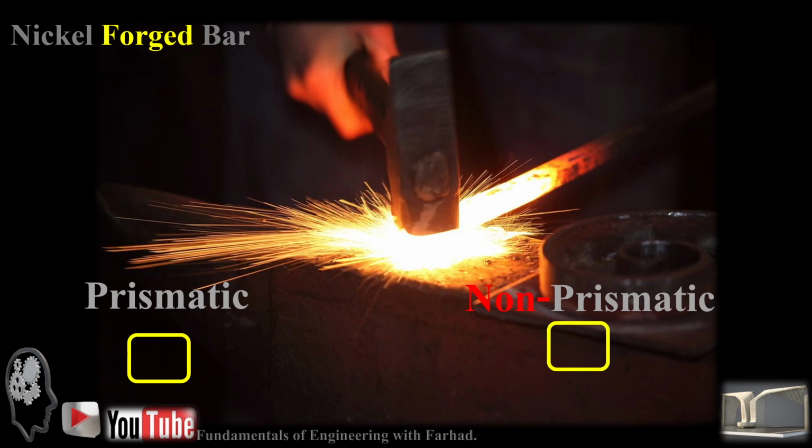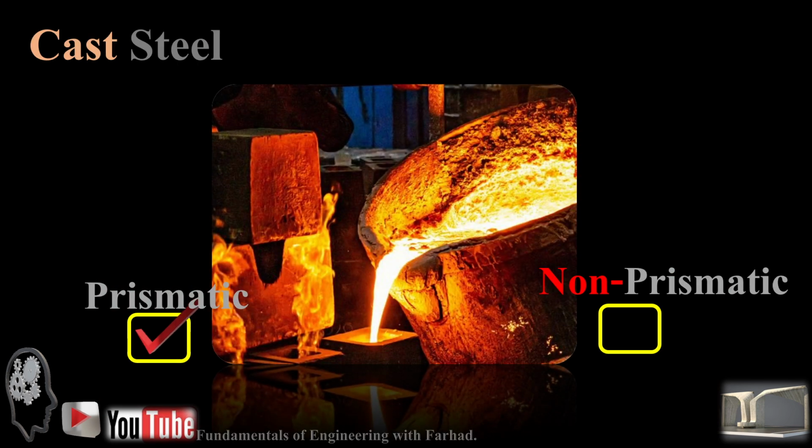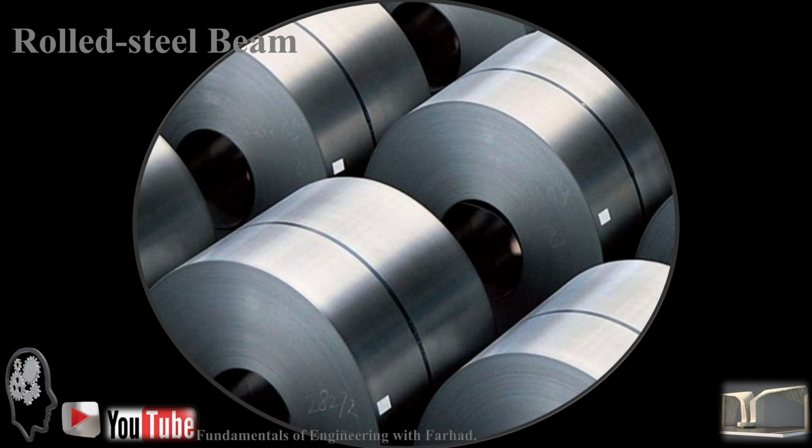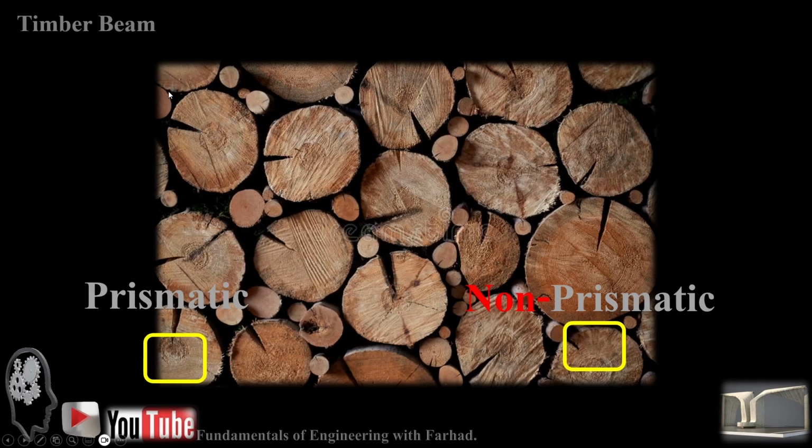In a nickel forged bar, as you can see here, we can have it prismatic and also non-prismatic. Both are applicable. For cast steel, we can also use a prismatic shape and a variable cross section in the non-prismatic condition. But in a rolled steel beam, we can only use a prismatic shape. We cannot use a non-prismatic section in a rolled steel beam. And in a timber beam, we can only have a prismatic shape, and a non-prismatic or varying cross section in wood is not allowable.